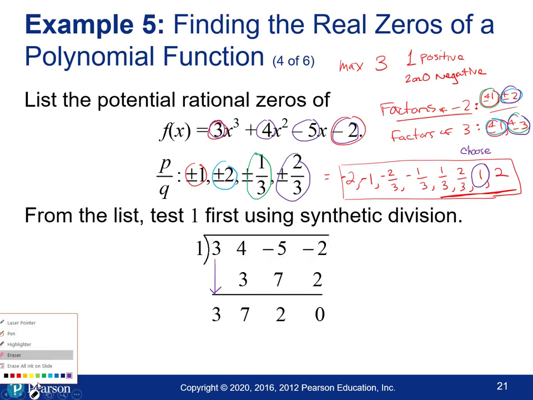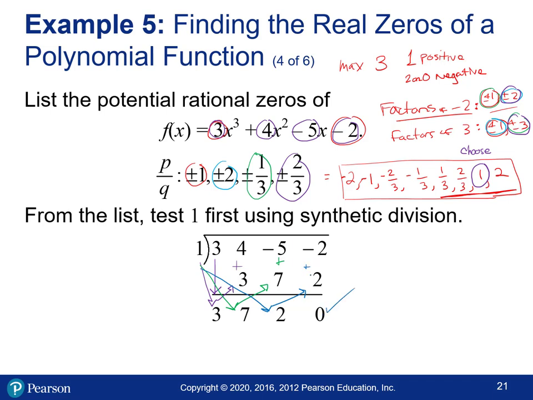And so synthetic division, you're just going to bring down the first number, and then you multiply 1 times 3 and put it here. And then you add. So that's where 7 came from. And then you do the same thing with the next one. 1 times 7, write it here, and then you add. That's where 2 comes from. And then you do that again. 1 times 2, put it here, and then you add, and that's where 0 comes from.